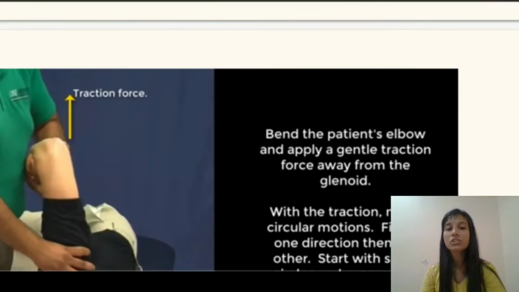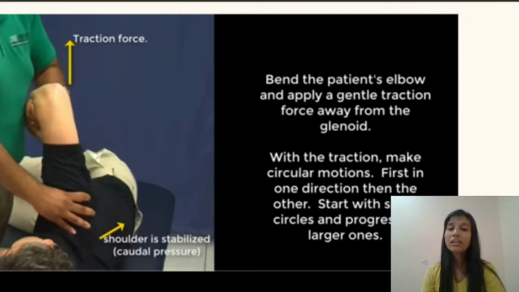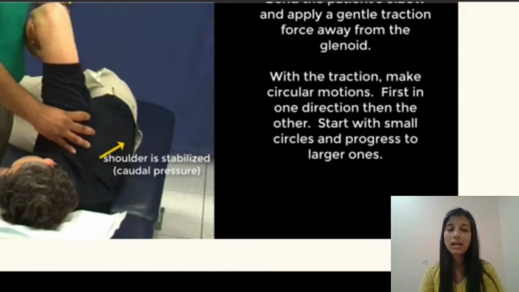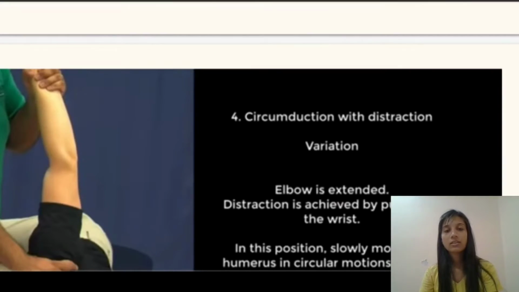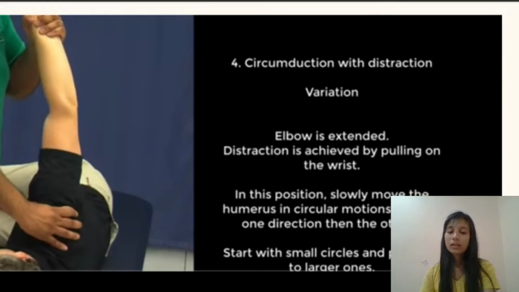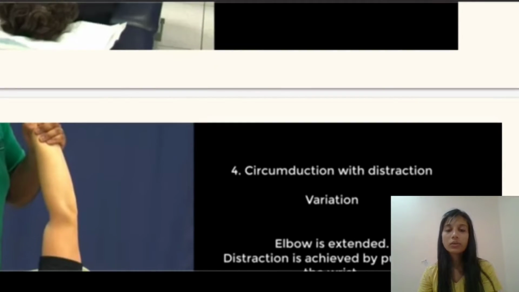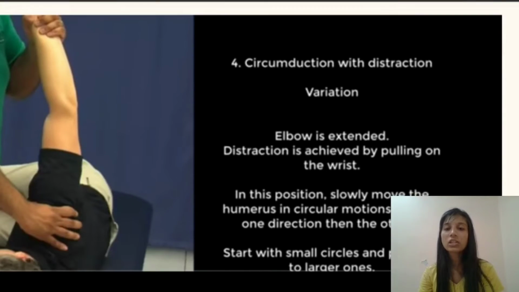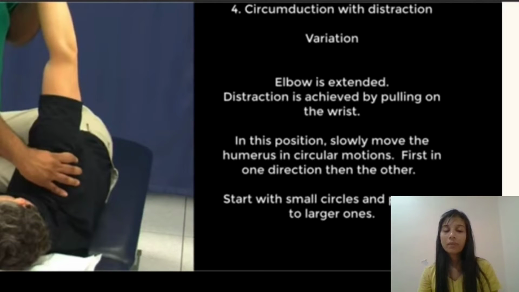Next stage is circumduction with distraction. Bend the patient's elbow and apply a gentle traction away from the glenoid. With the traction, make circular motions first in one direction, then the other. Start with small circles and progress to the larger ones. Next is a variation in this distraction also.